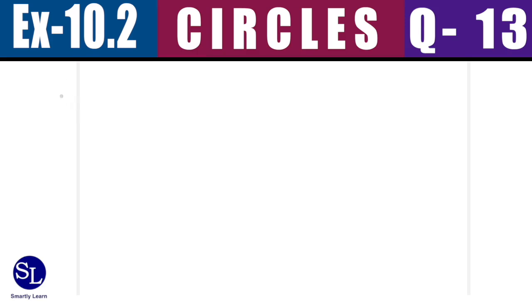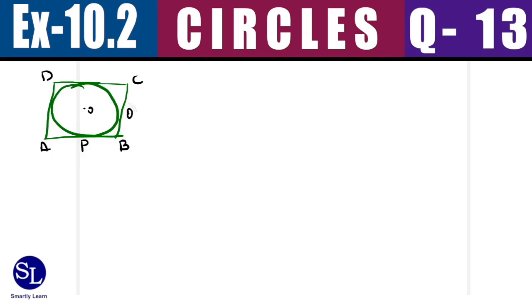So first I'm going to draw a circle. A quadrilateral is circumscribing this particular circle. So let's draw a quadrilateral around that. Let's mark the corners right now. So this is going to be A, B, C, D, the quadrilateral, which is circumscribing a circle with center O. So I'm going to mark the points of tangents as P, Q, R, and S.